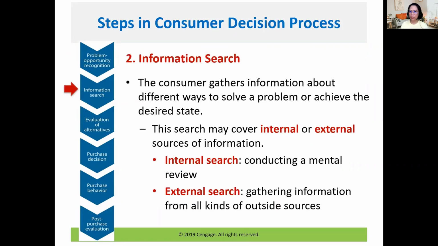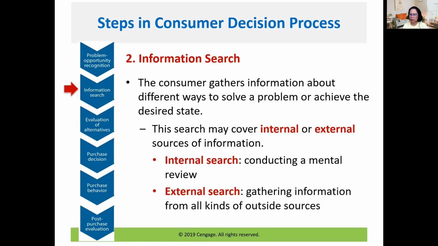The second stage is the search for information, wherein the consumer gathers information about different ways to solve a problem or achieve the desired state. In our example, John will search for where to buy food and what type of food to eat. This search may cover internal or external sources of information. The internal search means conducting a mental review. So here he tries to remember what food he had tried before and recalls that he ate a delicious pizza last week, which he is now craving.